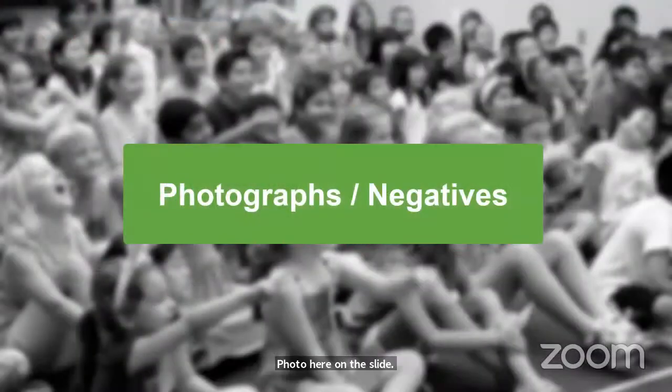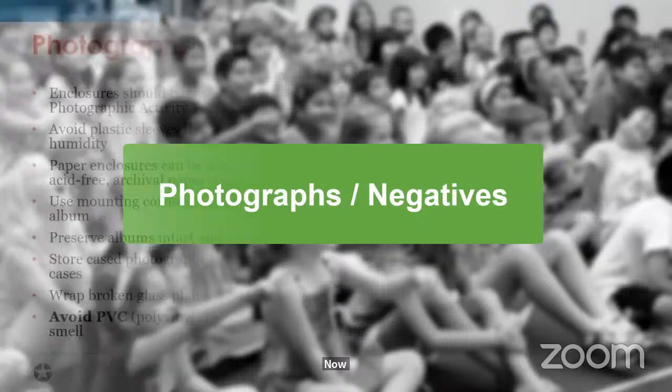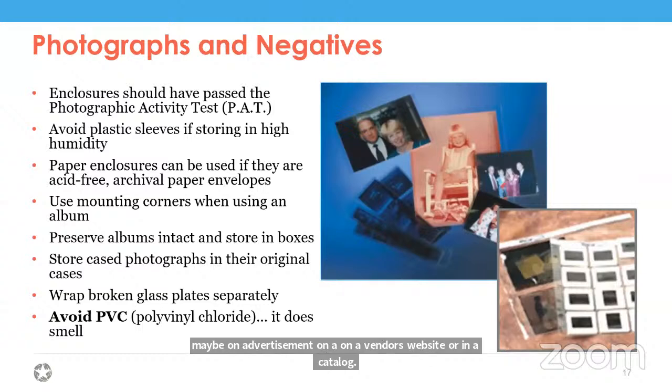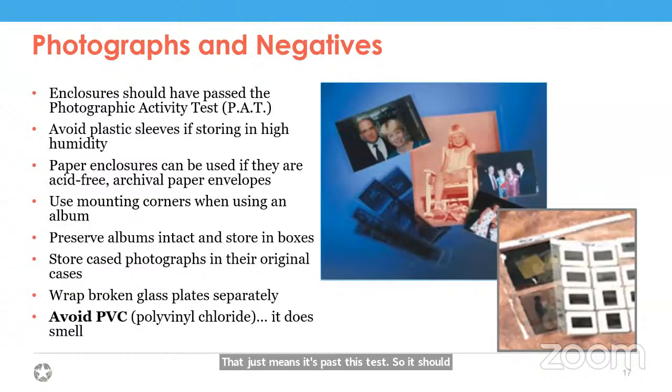Now, photographs and negatives. This has a range of different things. And I know this looks like a lot of text. Don't panic. It's just a lot of detail. But photographs and negatives, these enclosures should have passed the photographic activity test. You may see the PAT on an advertisement on a vendor's website or in a catalog. That just means it's passed this test, so it should be nice and archival.